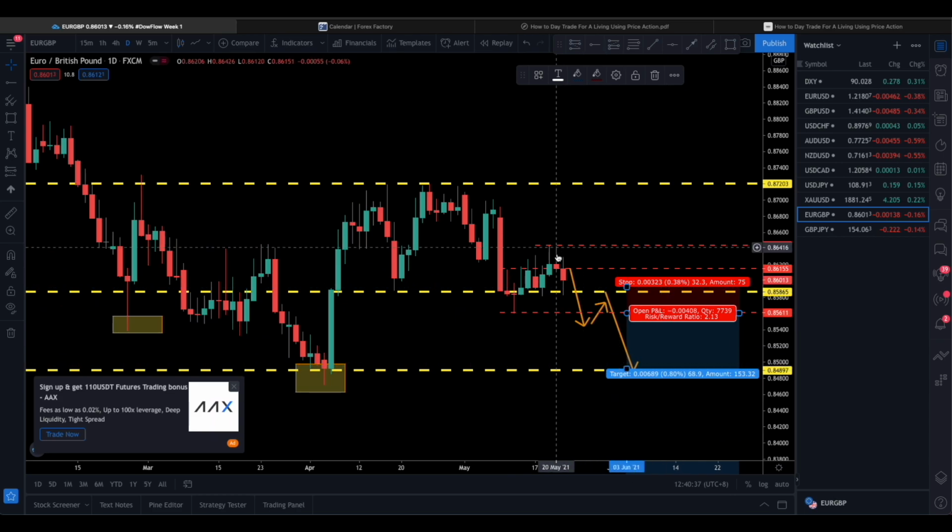Okay, just be patient with this. It's not very clear at this moment. We need to see this breakout of this low here, then we can potentially look for a trade setup.